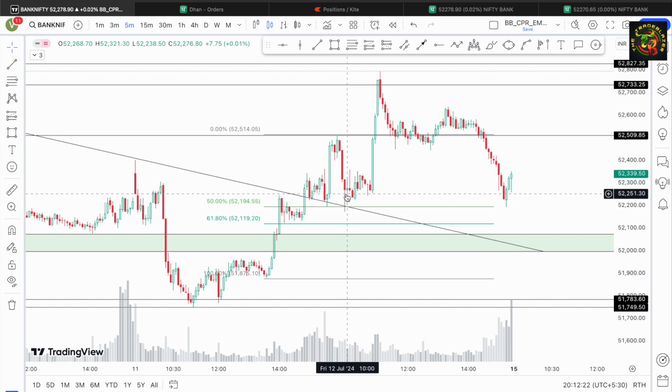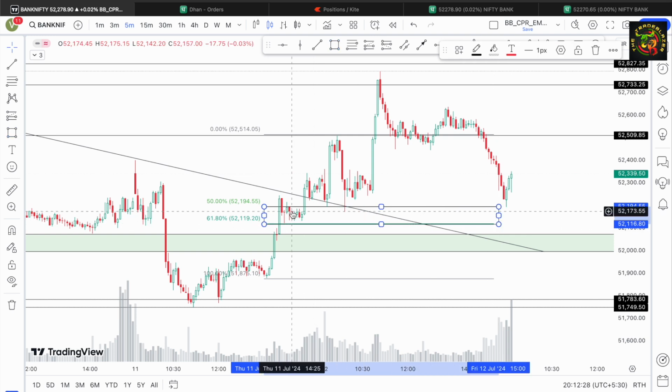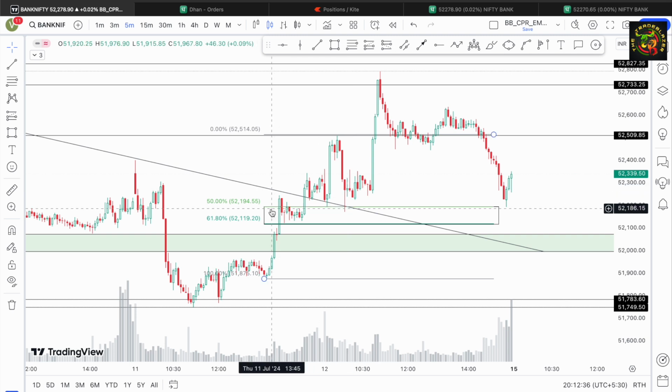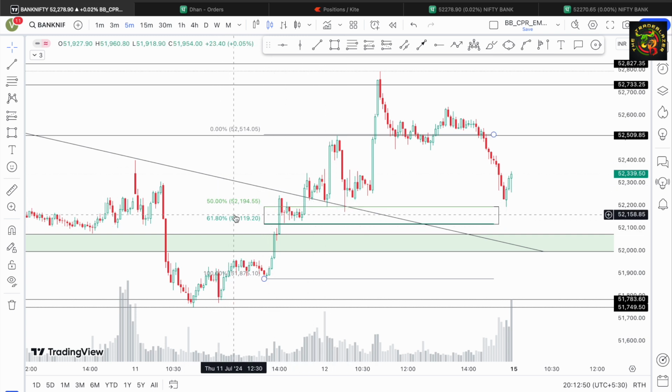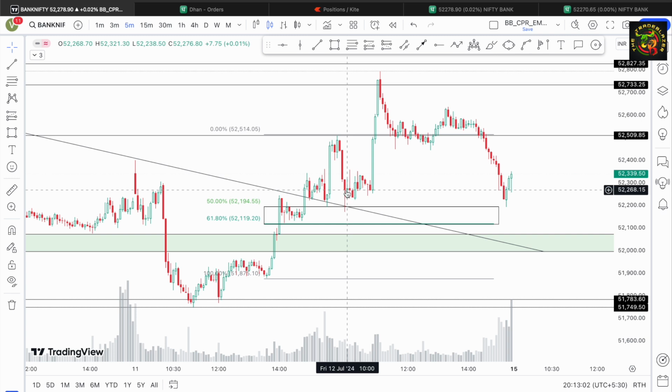It is taking support here, and you also have a very nice order block here which can act as a support as well. So based on these multiple confirmations, we have initiated a long trade here. You have the order block, a trend line rejection from the bottom, a price action showing a long wick rejection, and the 50 and 61.8 fib levels, which give us this region over here.